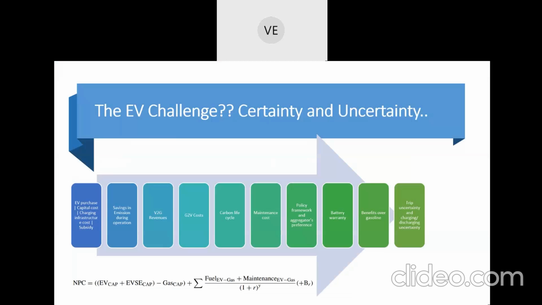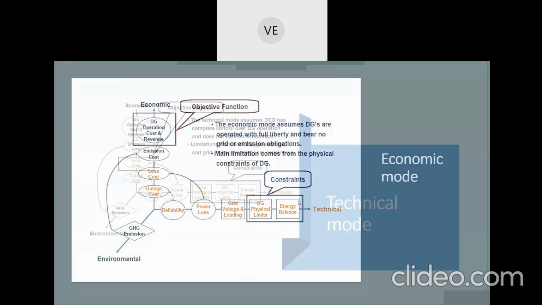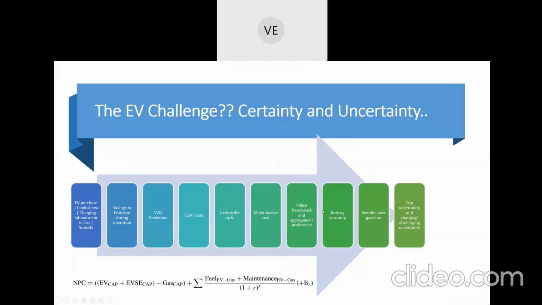Now, we have seen here in this green block, policy framework and aggregators preference. How that affects our decision on purchasing EV. That is, if the utility of your distribution network, that means the distribution network in which you are going to connect your EV for V2G activities, his preference is economic preferences rather than environmental preferences.